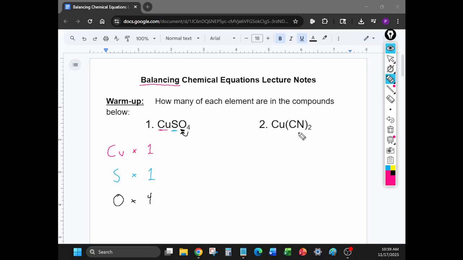All right, for this molecule right here, again, same thing, look for the capital letters. We got capital C, lowercase u, so we got Cu. It also has no number, so there is only one. We got capital C and capital N. Now, if you look, there's no numbers, so it's just one, but the parentheses has a 2 on the outside. So you multiply the inside by the outside. So 1 times 2 is 2. So we have 2 C's and 2 N's. Okay, so those are the elements.